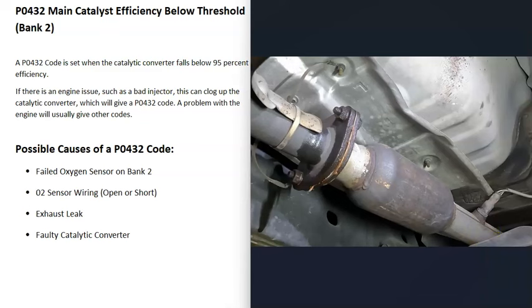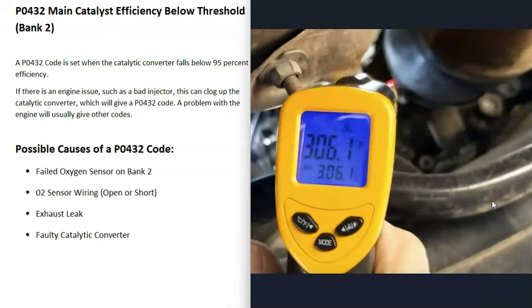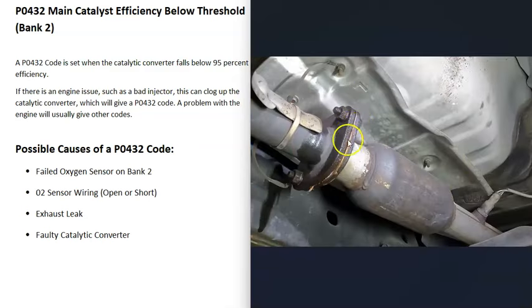Some mechanics will use an infrared gun, and basically you start up the vehicle, let it run for like 15, 20 minutes and get warmed up, and then you check what the temperature is before and then after the catalytic converter, and if it's hotter before, then you know that catalytic converter is having some kind of problem.